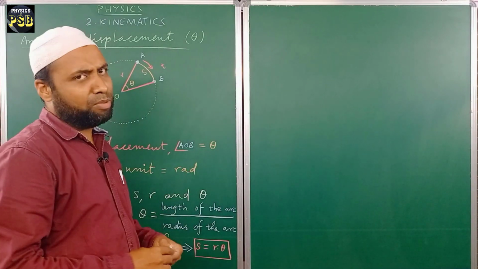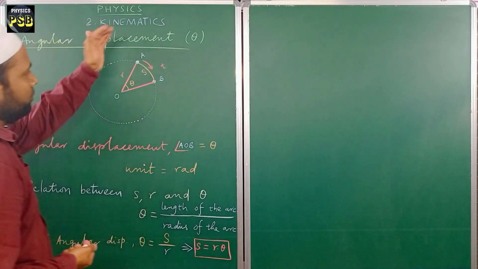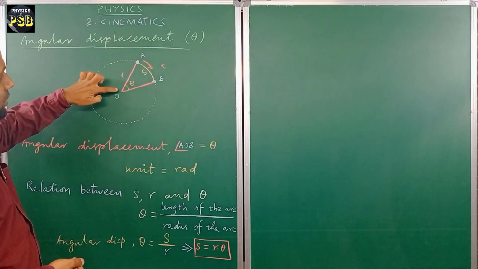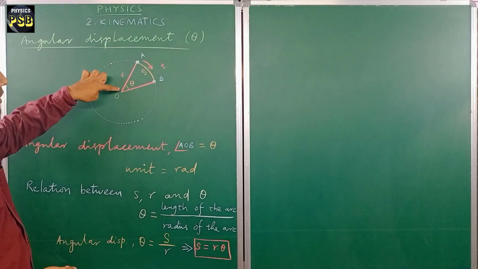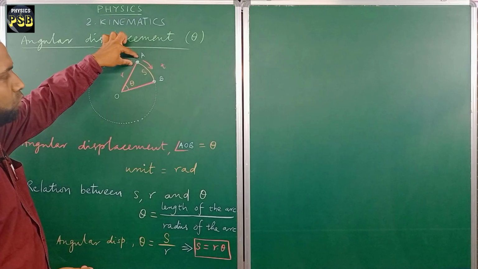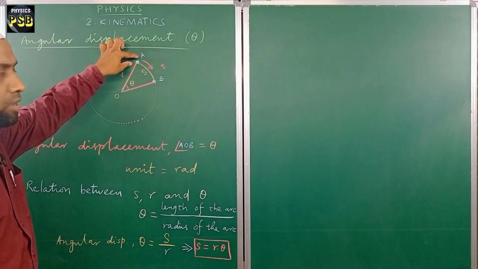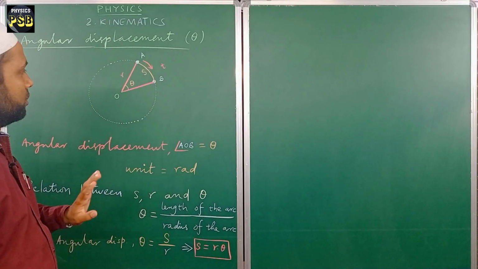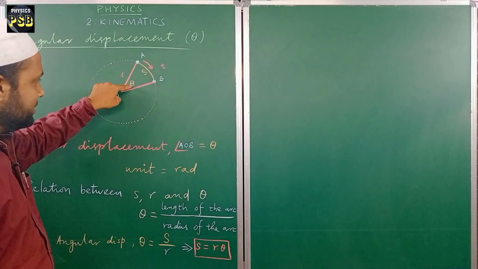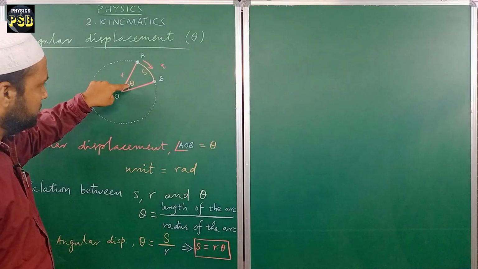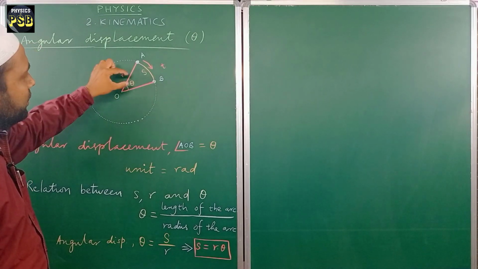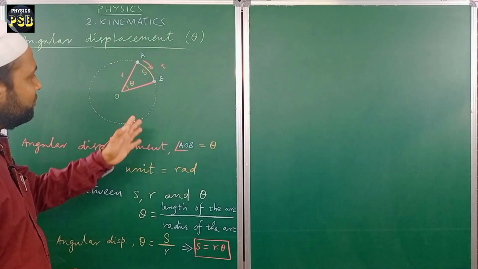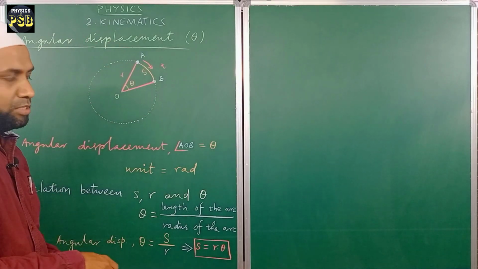So what is angular displacement? It is nothing but the angle swept by the line which connects the center of the circle to the object moving along the circumference of the circle. So whatever angle it traces or it subtends or it sweeps is referred as angular displacement.